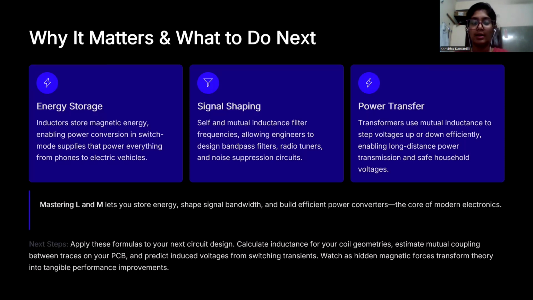Mastering L and M lets you store energy, shape signal bandwidth, and build efficient power converters. So, the core of modern electronics. Next steps: apply these formulas in your next circuit design, calculate inductance for your coil geometries, estimate mutual coupling between traces on your PCB, and predict induced voltages from switching transients. So watch as hidden magnetic forces transform theory into tangible performance improvements.